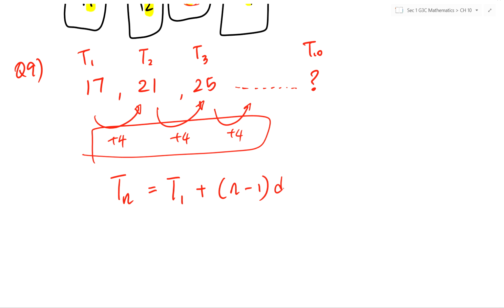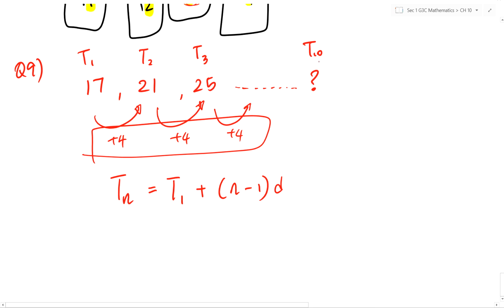Okay, so let's see what this actually means. Term number n has a value of term number 1 of the sequence, which is 17, plus whatever this n value is. If you want the fifth term, for example, then n will be 5, and 5 minus 1.